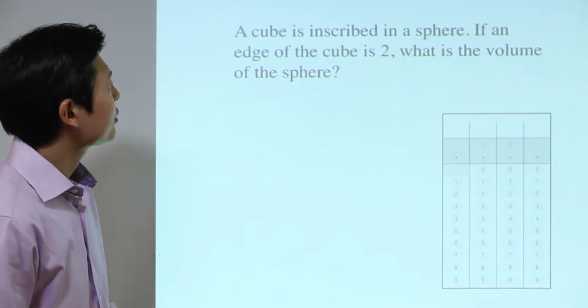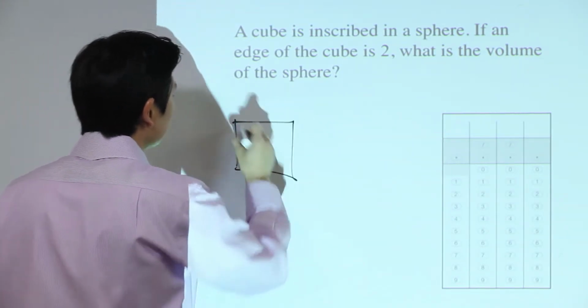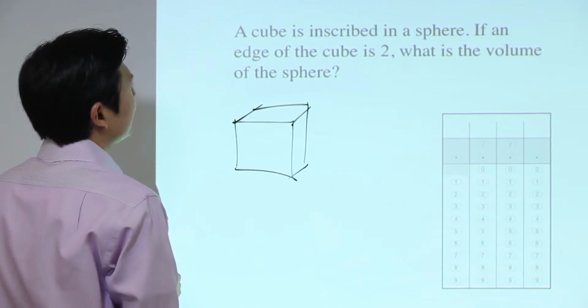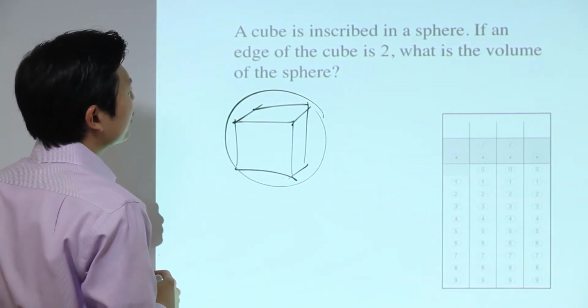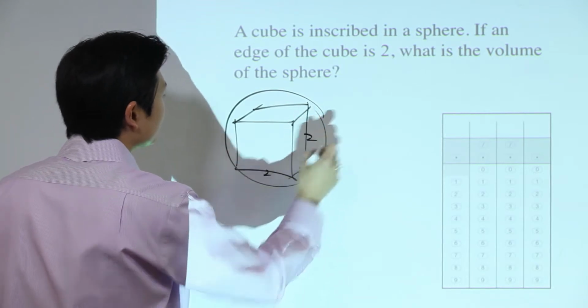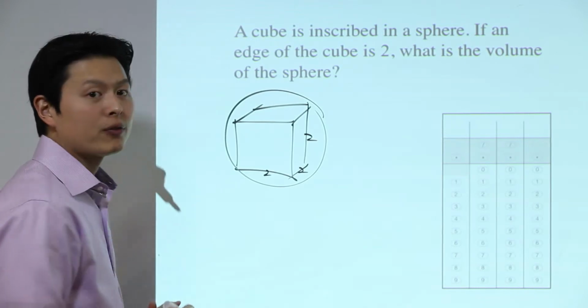A cube is inscribed in a sphere. So this time we have a cube, which is inscribed inside a sphere. If an edge of the cube is 2, so this is 2, this is 2, this is 2, what is the volume of the sphere?